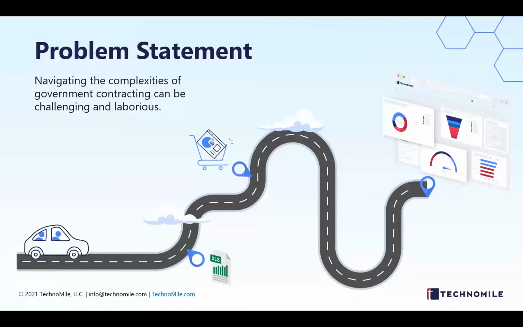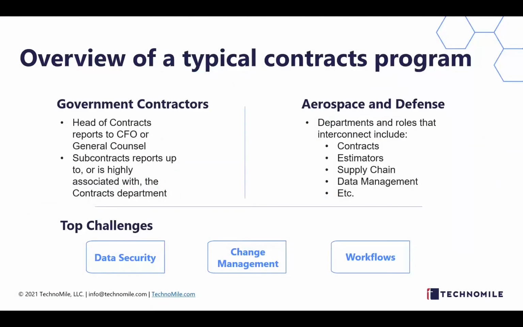So let's look to see how contracts are managed today. We have considerable experience helping contractors improve their contract execution processes. And while they're all different, there are organizational similarities, such as the head of contracts reporting either to a CFO or general counsel, and subcontracts reporting to this contracts department. And aerospace and defense have even more complexity, with varying departments weaving together in complicated processes. And what that really implies is that there are a lot of challenges today and in the future.